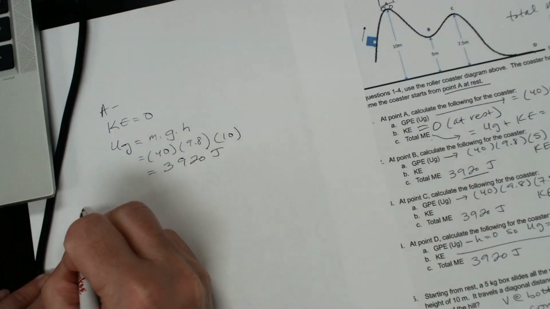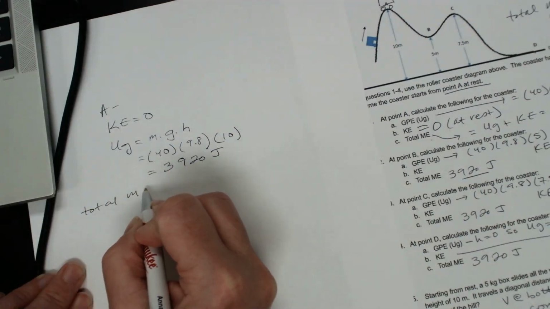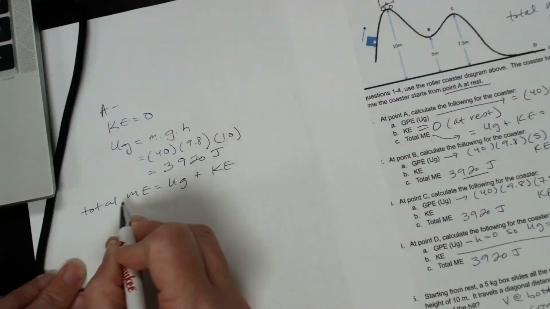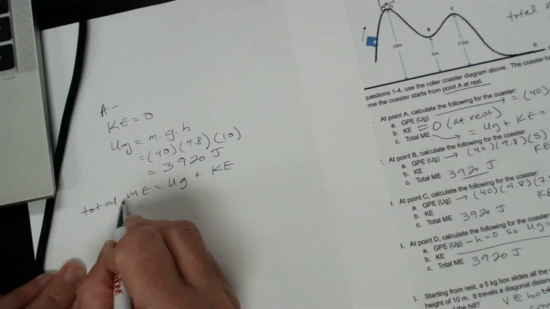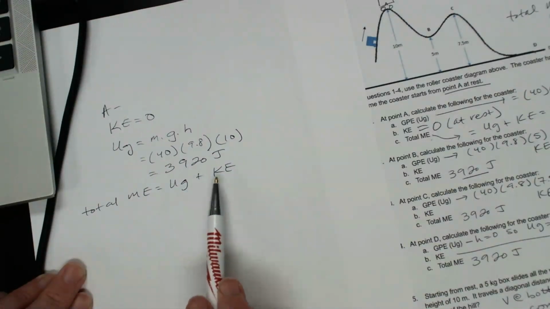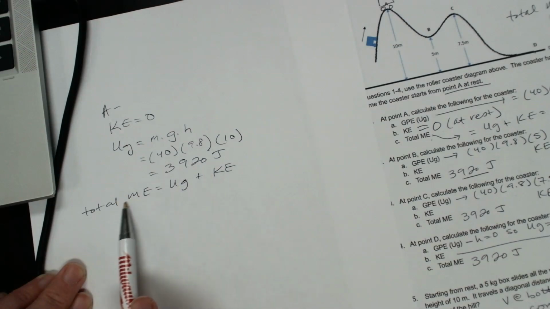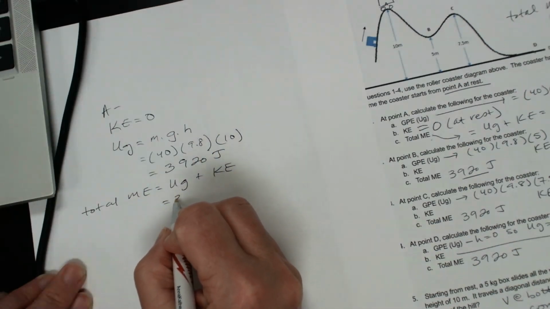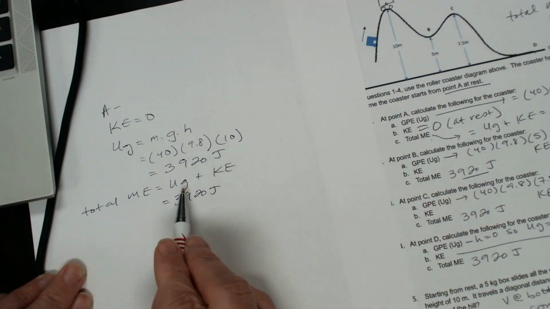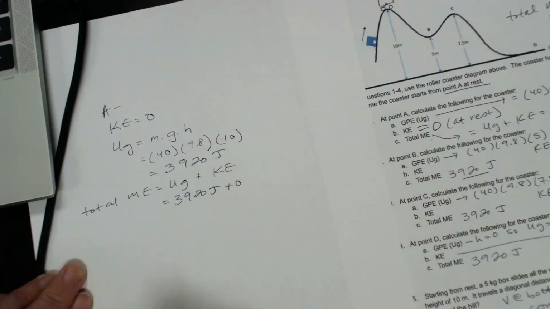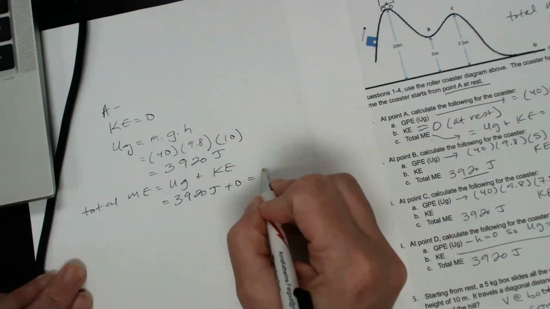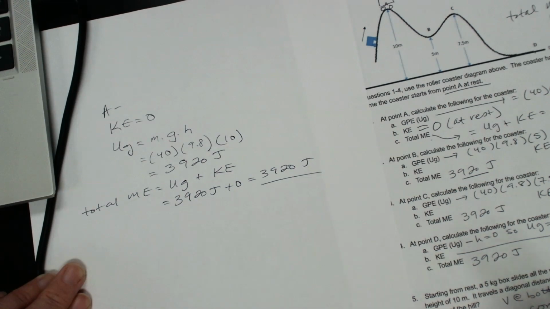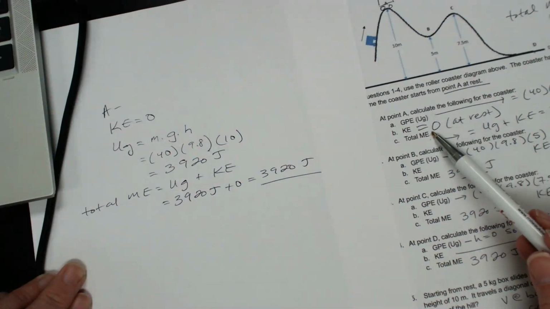I know my total bucket of mechanical energy here is equal to my potential plus my kinetic. And this is the number that's conserved. So this should be the same total at any point, whatever combination of these we're looking at. In the case of my point A, if I've got 3,920 joules of gravitational potential and I have 0 of kinetic, that tells me my total mechanical energy is 3,920 joules. I get this number for point A.